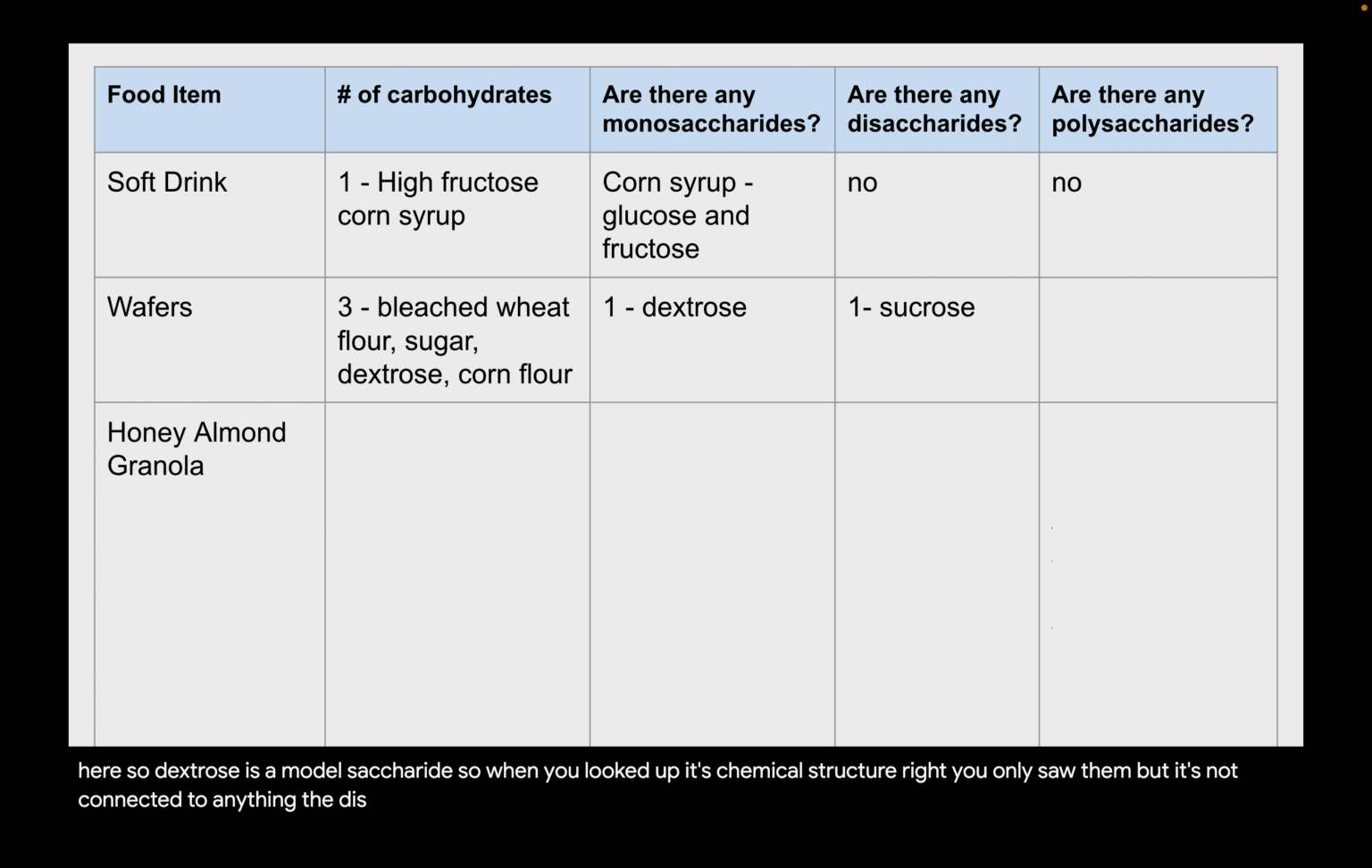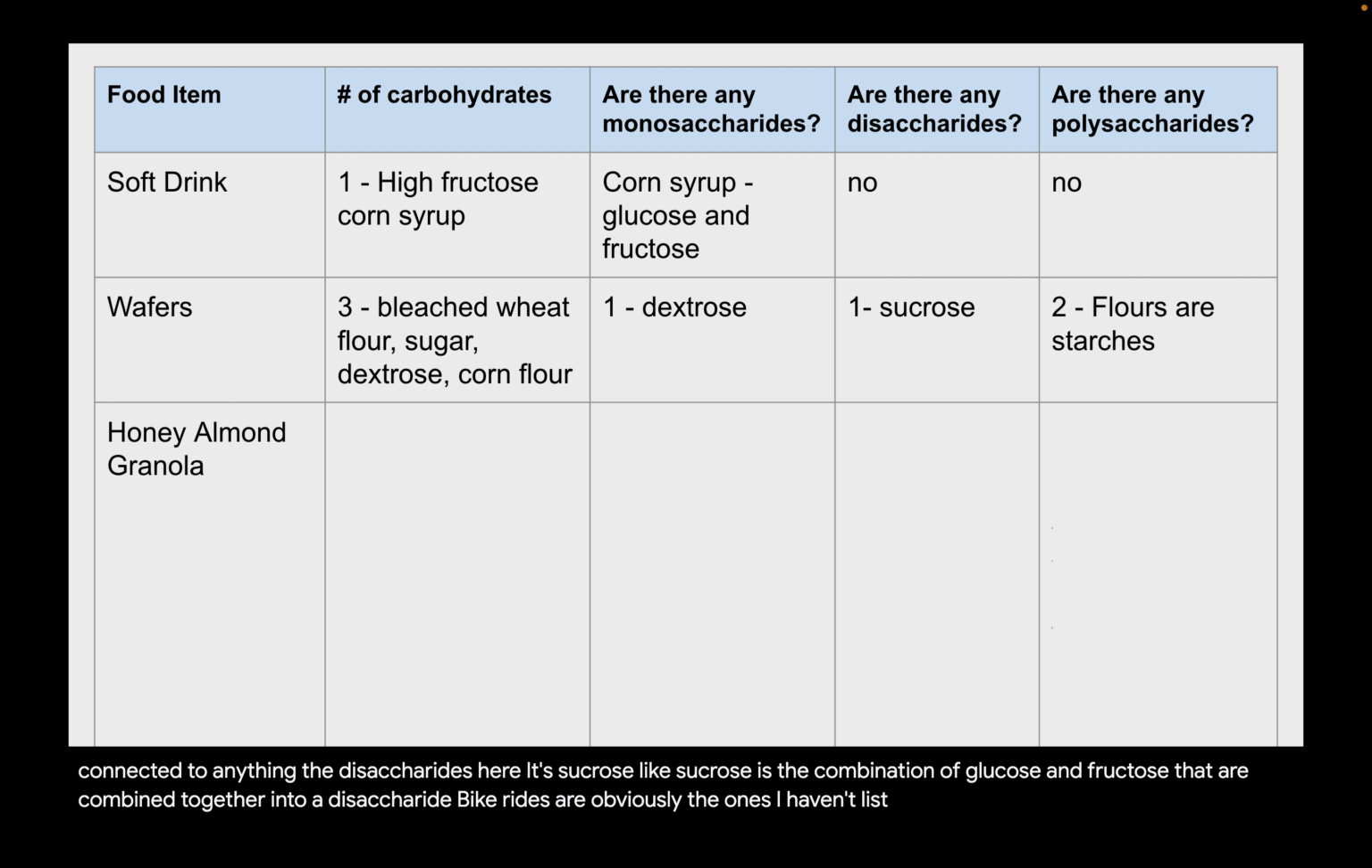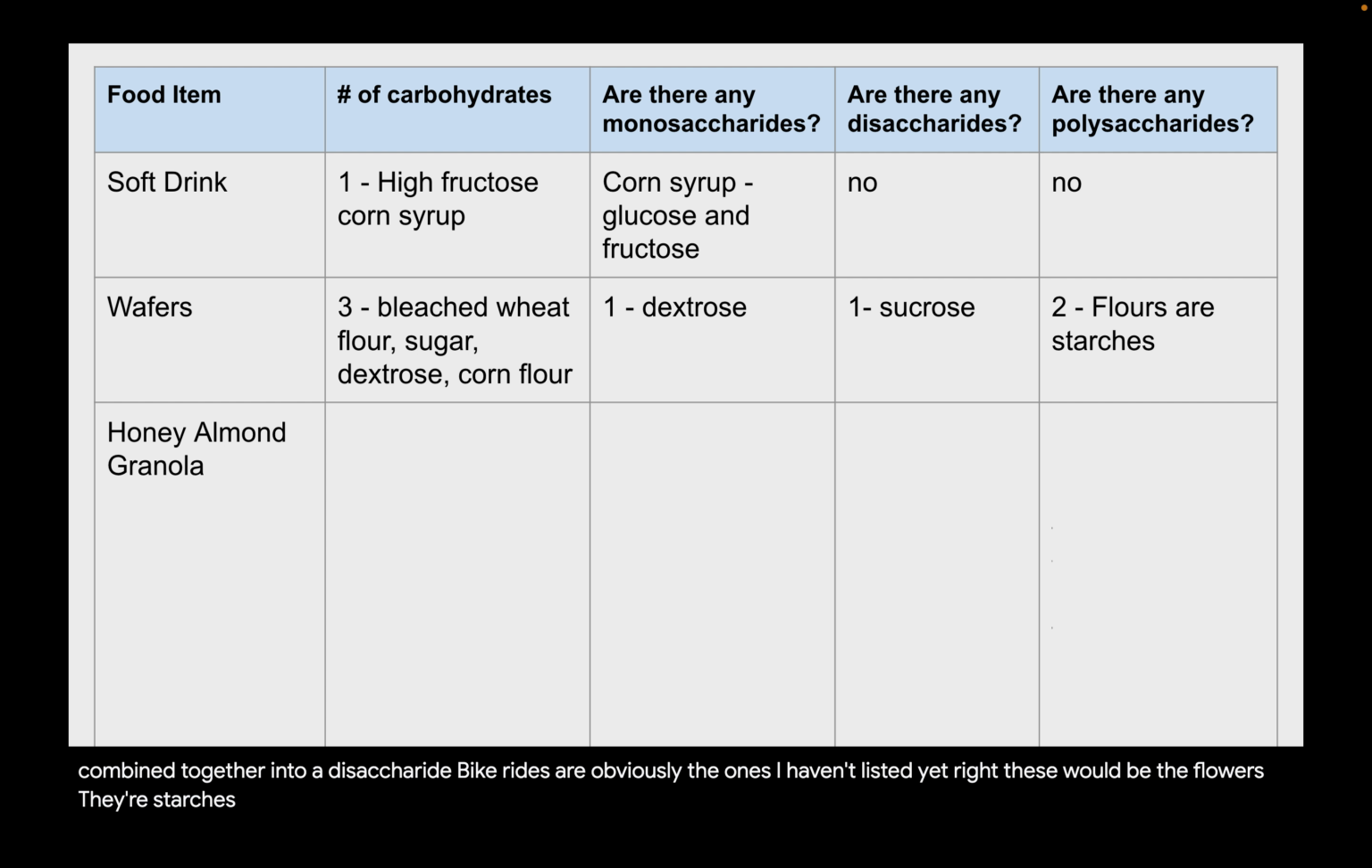The disaccharides here, I'll kind of skip ahead. We have one, it's sucrose, right? Sucrose is the combination of glucose and fructose that are combined together into a disaccharide. And the polysaccharides are obviously the ones I haven't listed yet. These would be the flours. These flours, they're starches, right? Starches are polysaccharides built up of many thousands of sugar molecules.